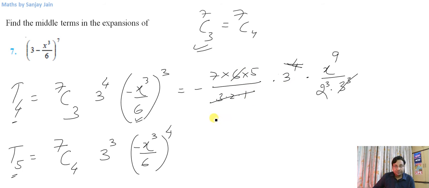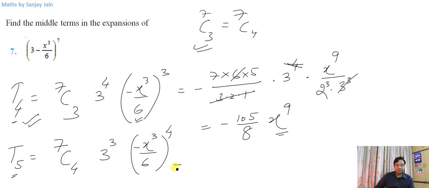And I am left with 8 in the denominator, and 7 into 5 is 35, 35 into 3 is 105. So 105 upon 8 x raised to power 9. I have found you one of the middle terms, that is this fourth term.